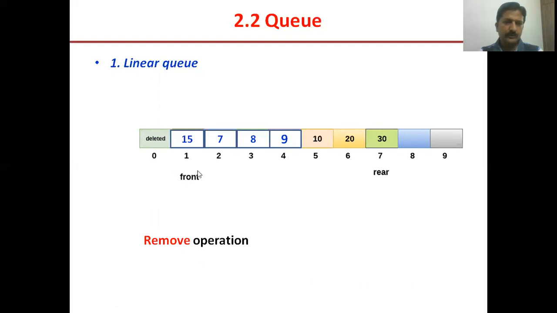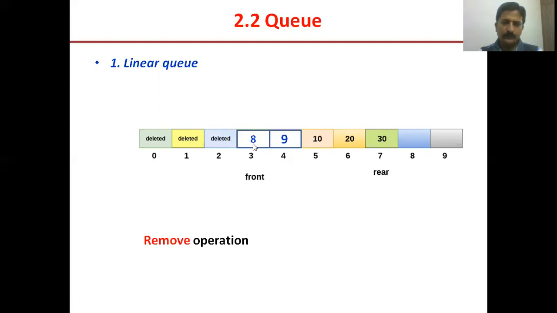So when 3 is removed, front is incremented and it is pointing to the next element. So again, if you call remove operation, 15 will be removed. So 15 is deleted, and you can see front is incremented to the next location. So like that, you can remove 7, front increments.